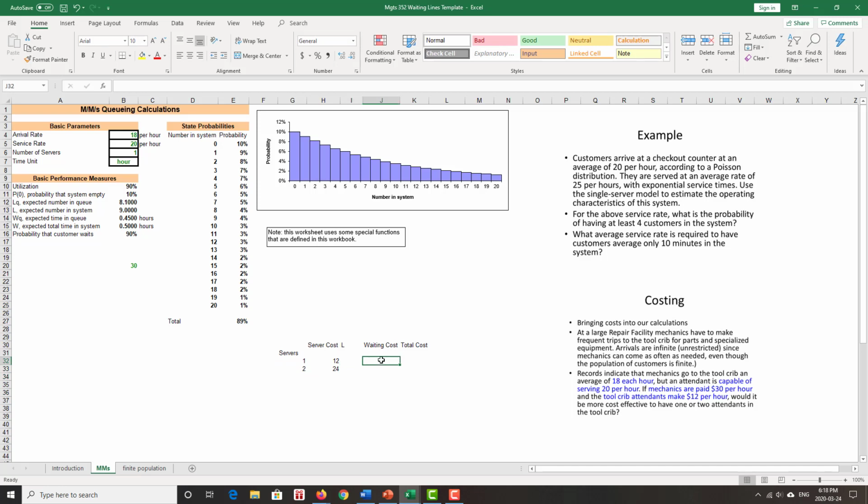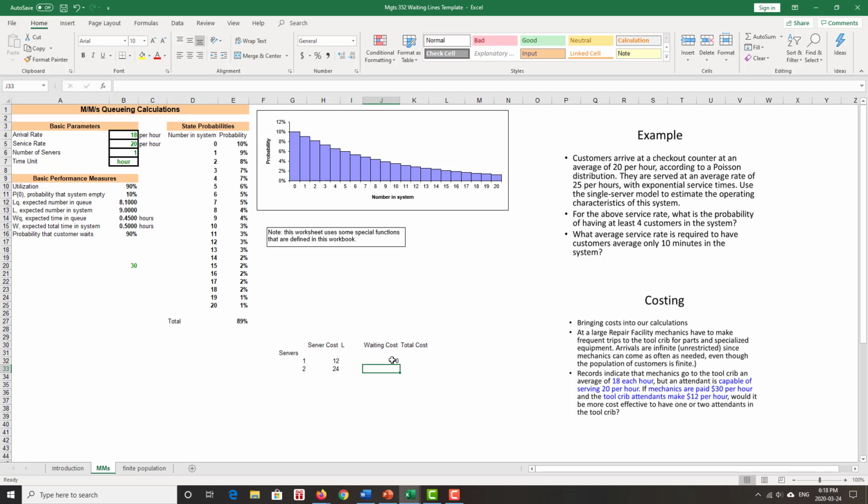Okay, waiting cost. Well, that's going to equal $30 for each mechanic that's waiting times the number of mechanics that are waiting, right? Even though it's $30 per hour, it's not how much I pay an individual mechanic. It's how much I pay mechanics in general. I don't care how long a given mechanic waits in there. I care about how many mechanics are in the line because I'm paying $30 an hour for the average number of mechanics in the line.